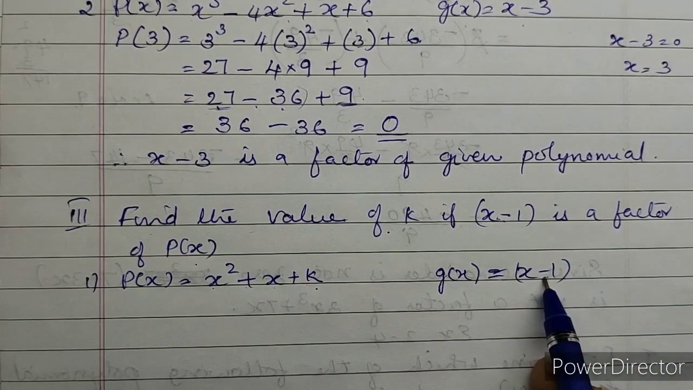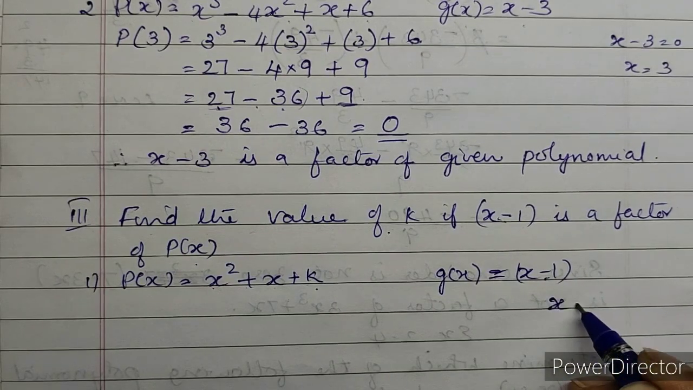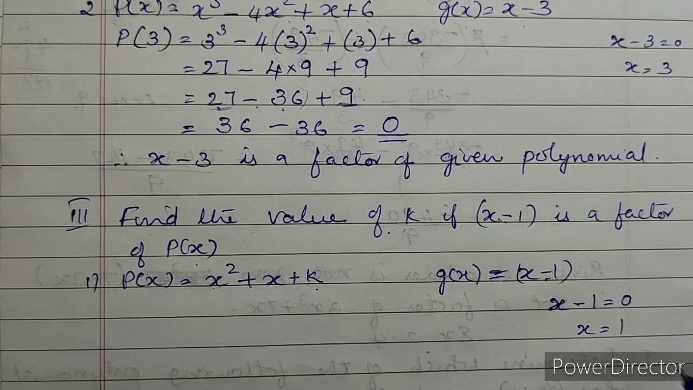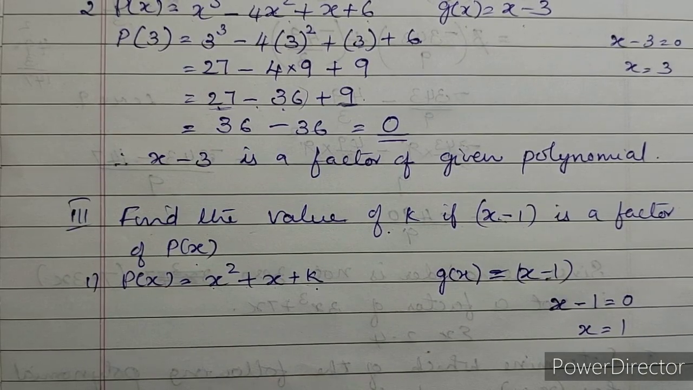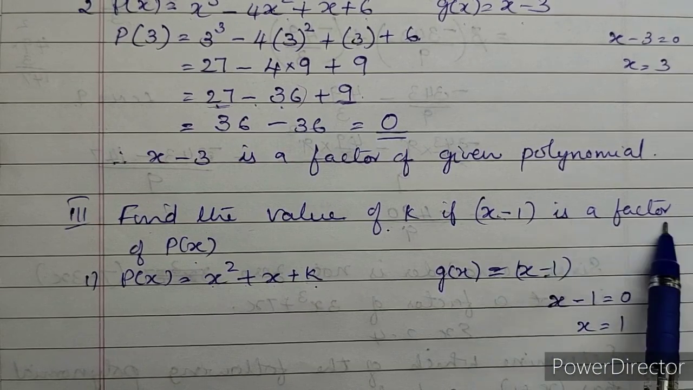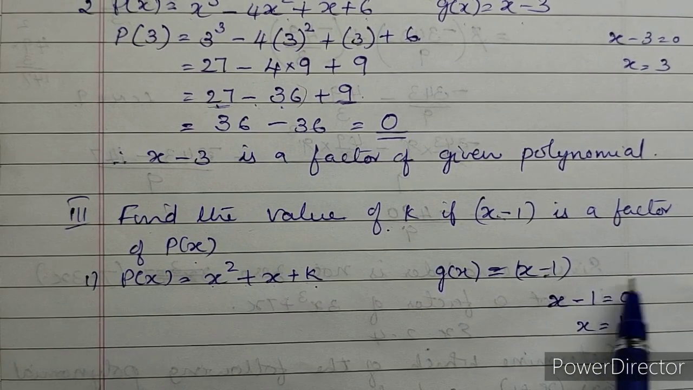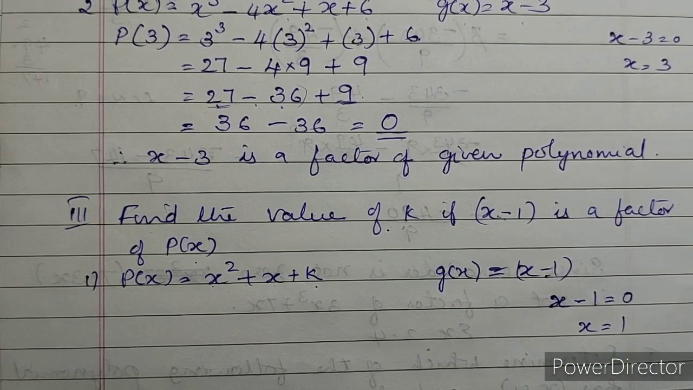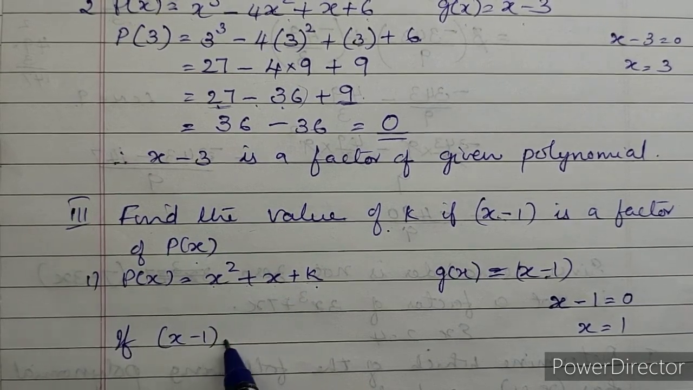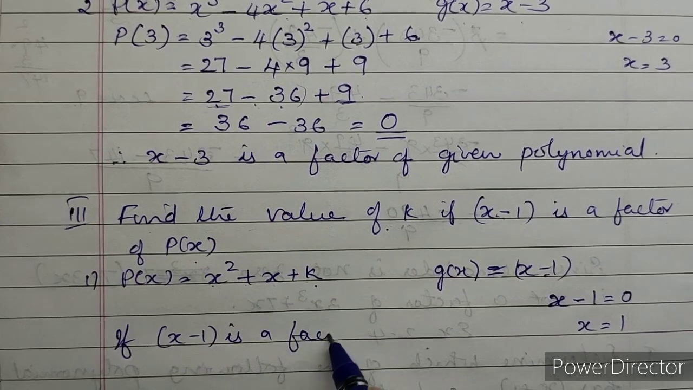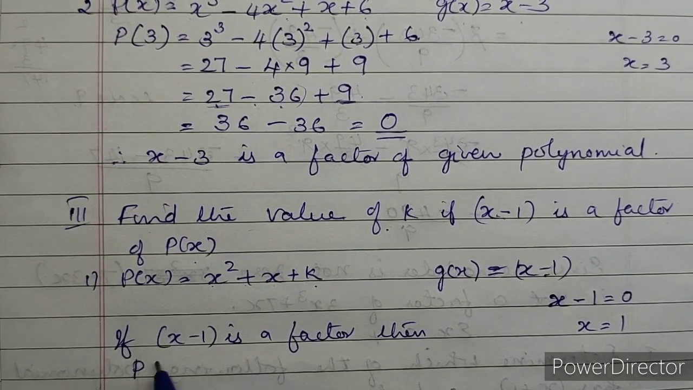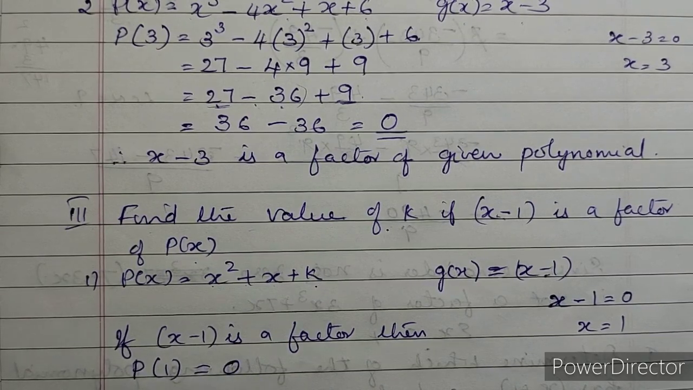So if x minus 1 is a factor, what will be the value of x? You have to find it. x minus 1 equals 0, x equals positive 1. You have to put the value positive 1 here. Since it is given that it is a factor, the remainder will be 0. So that is a very important point. So you have to write that if x minus 1 is a factor, then p of 1 equals 0.